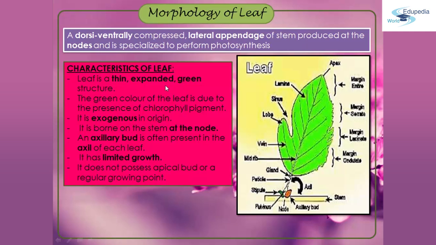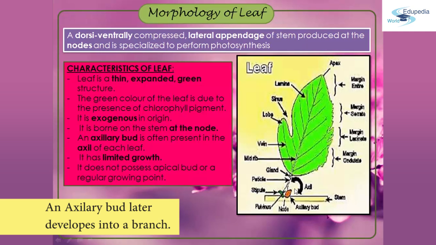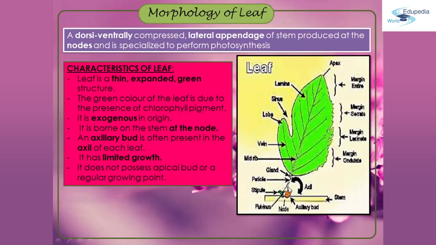Now the characteristics of a leaf. Leaf is a thin, expanded green structure. The green color of the leaf is due to the presence of chlorophyll pigment, as I told you. Leaf is exogenous in origin. It is borne on the stem at the node. An axillary bud, which is present at the axil of the leaf, develops into a branch. So it is often present in the axil of each leaf. It has limited growth and it doesn't possess an apical bud or a regular growing point.